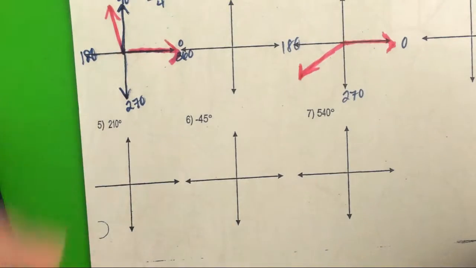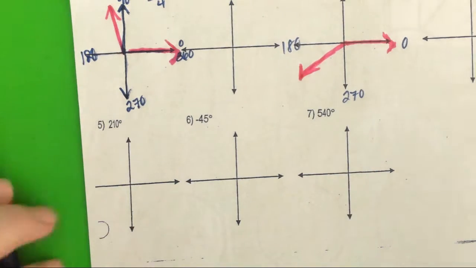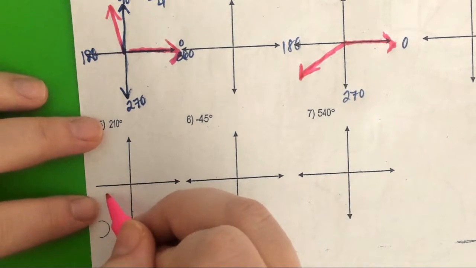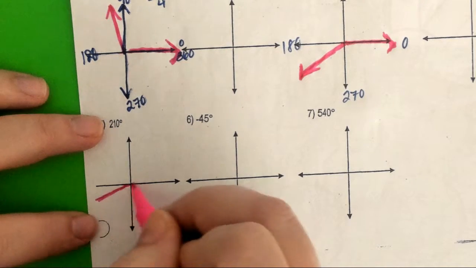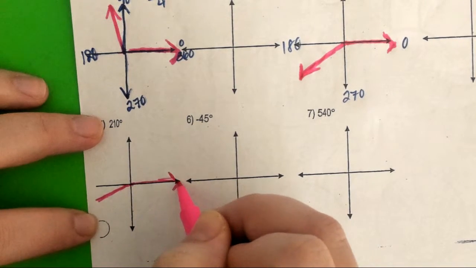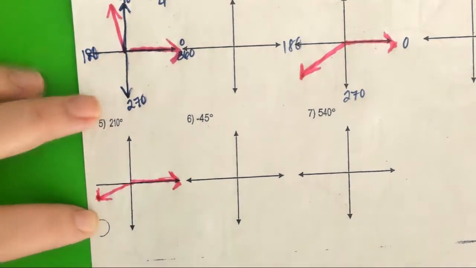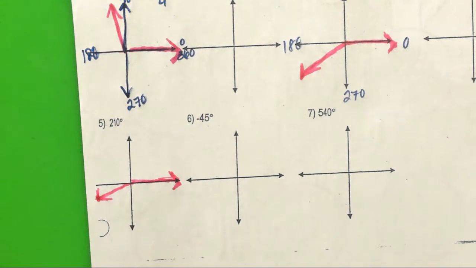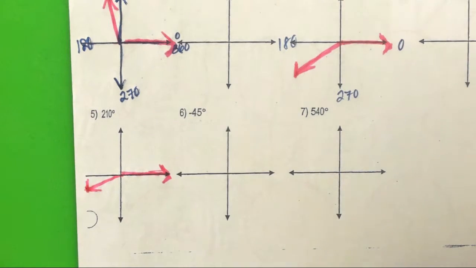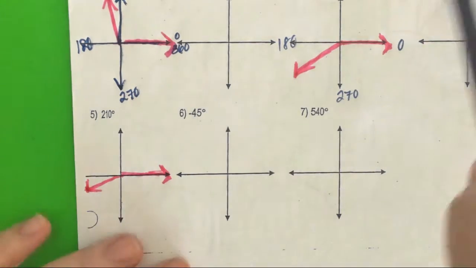And then, so for instance, 210, well, 210 would be even closer to the 180 mark. No big deal. But of course, this is math class, so sometimes you have to do a little more thinking than just that. So they might ask you to go backwards, so to go clockwise, or they might go too many times around.